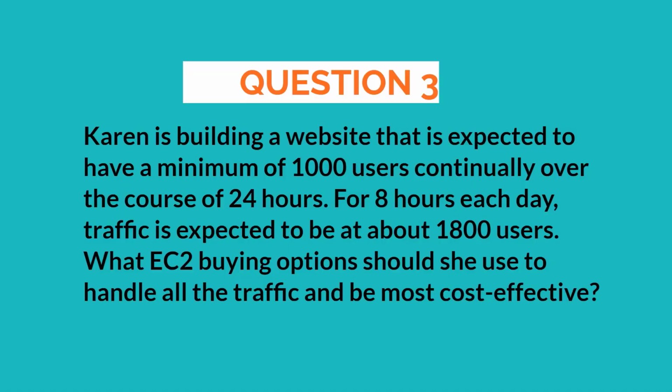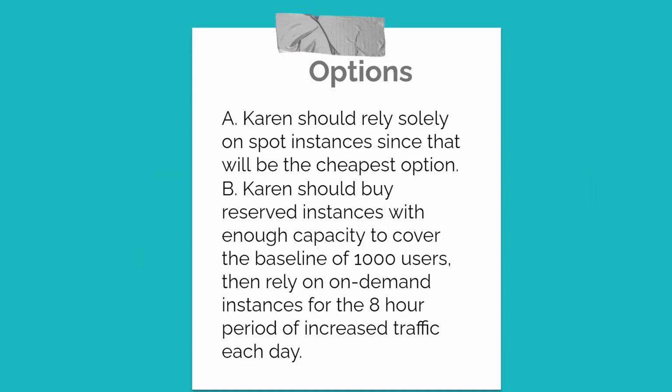Question 3. Karen is building a website that is expected to have a minimum of 1,000 users continually over the course of 24 hours. For 8 hours each day, traffic is expected to be at about 1,800 users. What EC2 buying options should she use to handle all the traffic and be most cost-effective? Option A. Karen should rely solely on spot instances since that will be the cheapest option. B. Karen should buy reserved instances with enough capacity to cover the baseline of 1,000 users, then rely on on-demand instances for the 8-hour period of increased traffic each day.